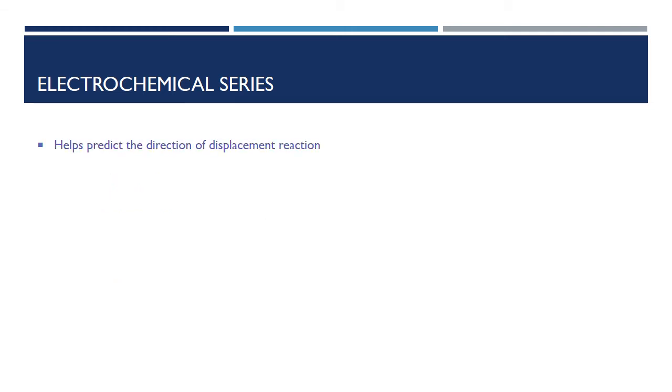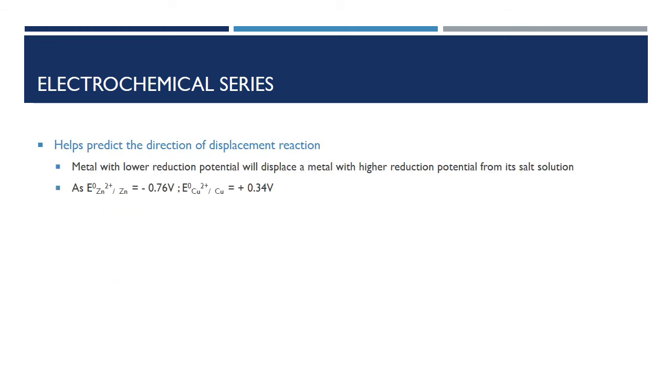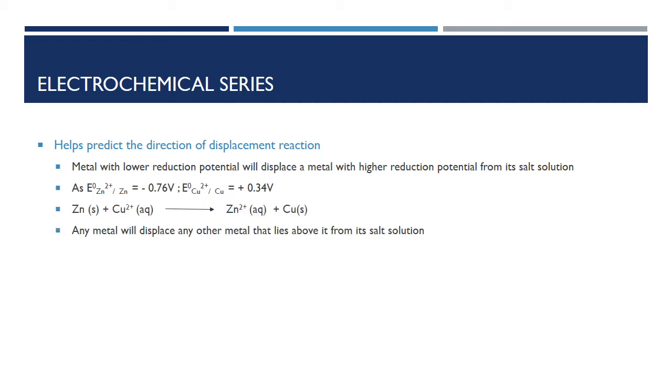Electrochemical series helps predict the direction of a displacement reaction. Metals with lower reduction potential will displace a metal with higher reduction potential from its salt solution. In the given example, since the reduction potential of copper is greater, it will be displaced by zinc from the solution. Any metal will displace any other metal that lies below it from its salt solution.